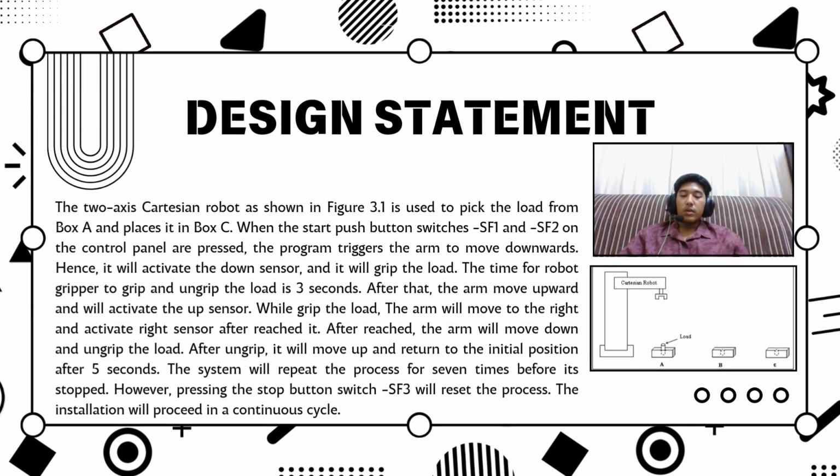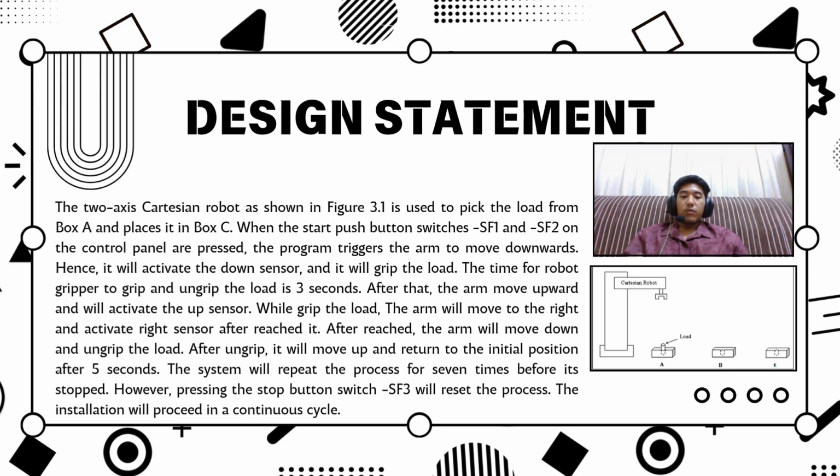Design statement. The two-axis Cartesian robot as shown in this figure is used to pick the load from box A and place it in box C. When the start push button switches SF1 and SF2 are pressed, the program triggers the arm to move downward. Hence, it will activate the down sensor and also grip the load for 3 seconds.